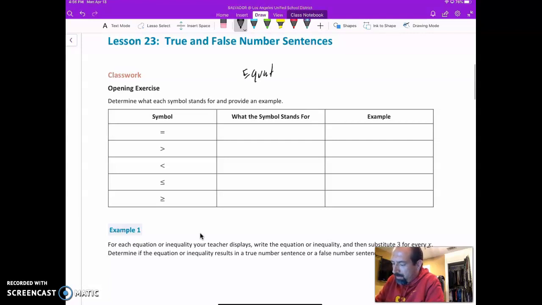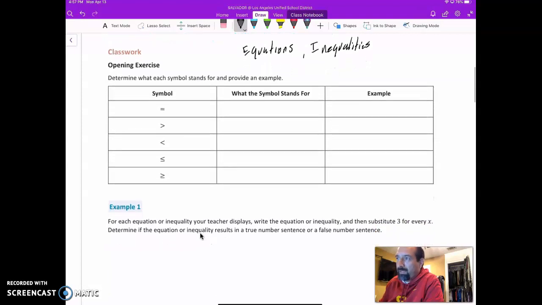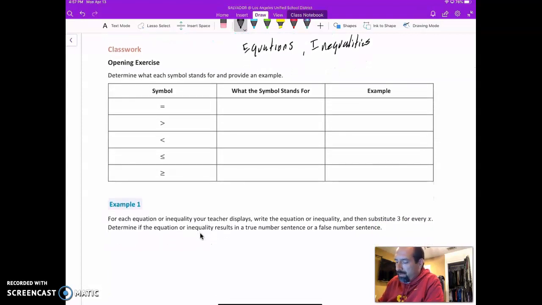equations, but also inequalities. Okay, and so we're going to start simple. Some of the problems that you will do are going to be based on just equations, but I also want you to think that there might be something that later on we're going to be practicing with. They're called inequalities. Okay, so the first thing is equals.